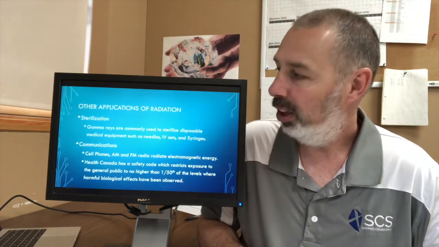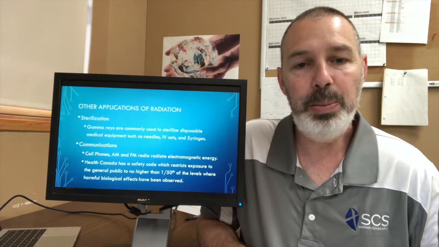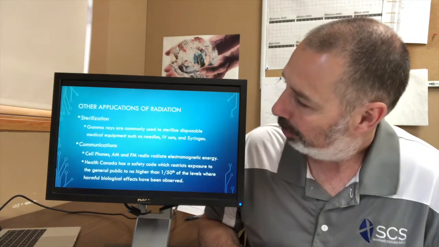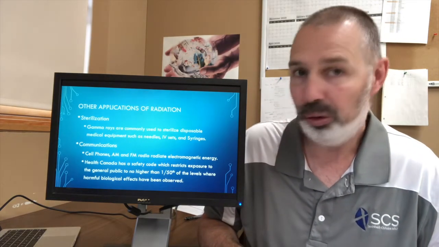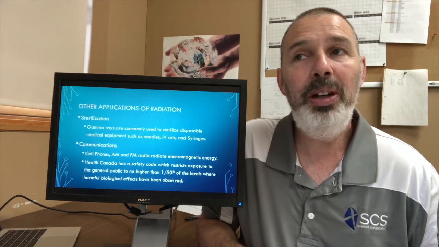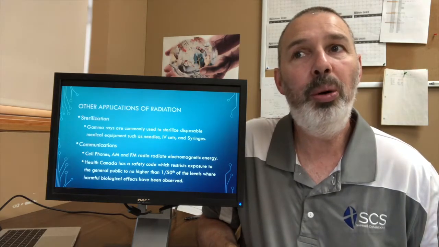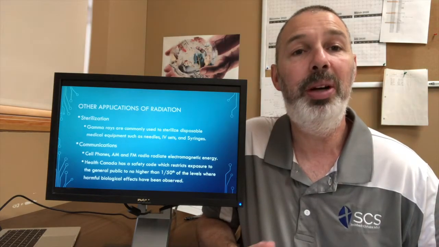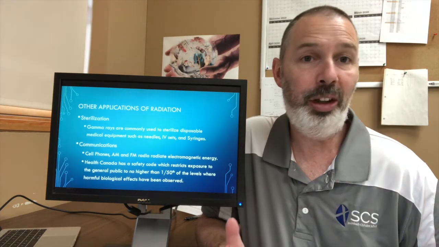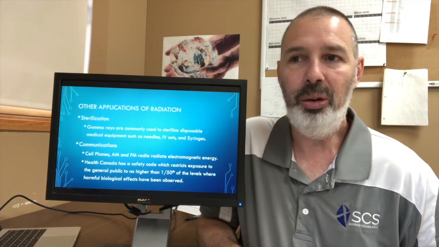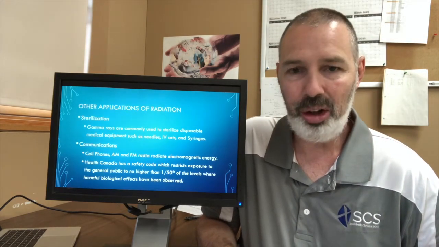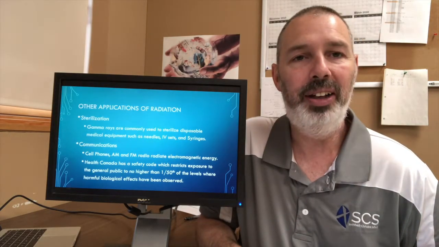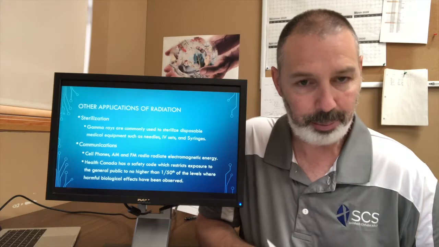Okay, gamma rays are often used to sterilize disposable medical equipment, so needles, IV things, syringes, things that are going to be disposed. Even when we dispose of them, we still want them sterilized because we don't want them in landfills and various other places where they still might have things on them that we don't want to get. So they use gamma rays to kill all the biological cells that are on them, and then they can safely dispose of them.